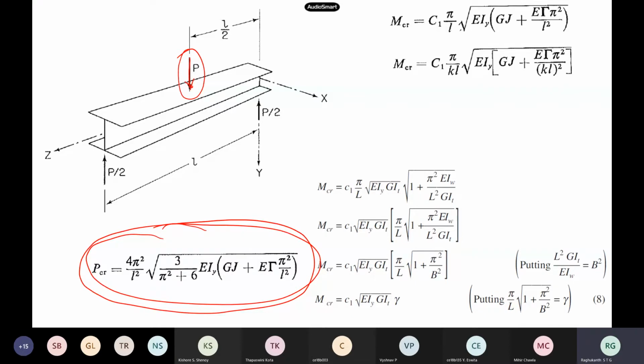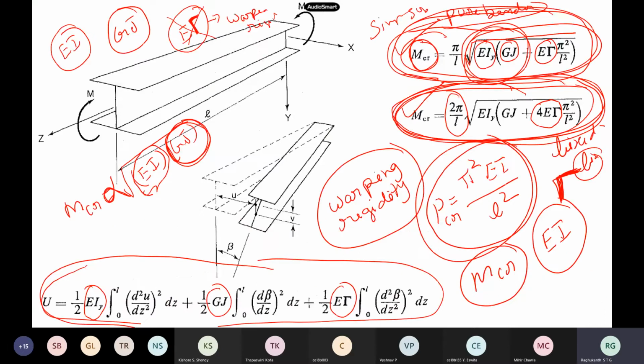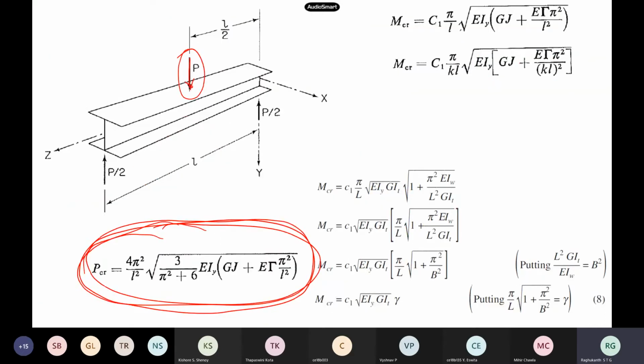Okay, but just for your information, if you want to know more details, you can go through that one. So finally, for concentrated load also, you can see the derivation turns out to be like this. But the most important thing you can understand is that whatever the case may be, pure bending or support conditions, all the formulas will have some constants, but the formula is nothing but the product of flexural rigidity multiplied by torsional rigidity.